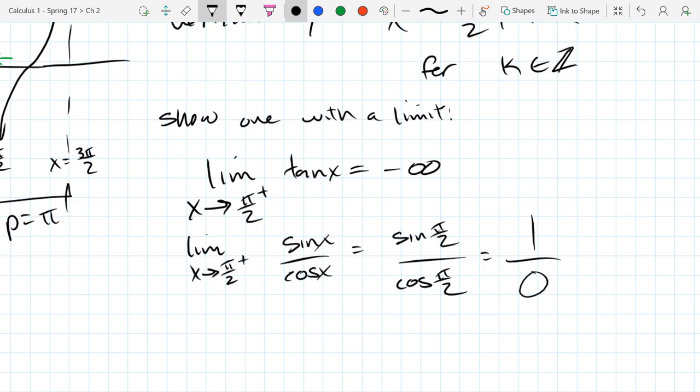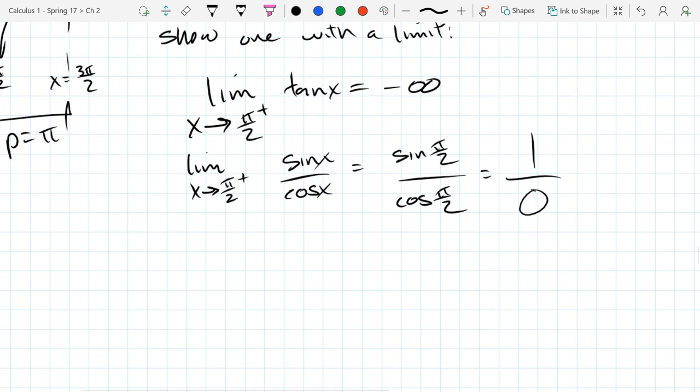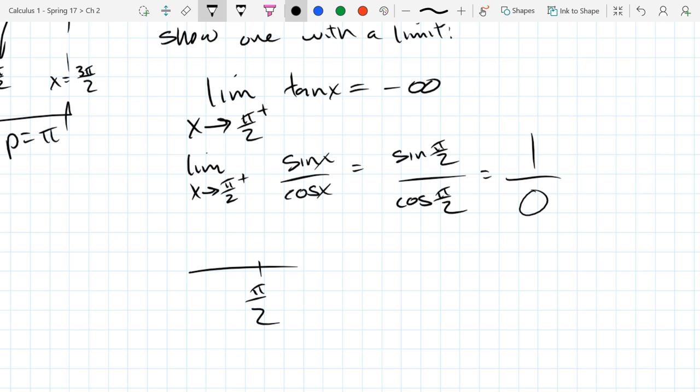0. Now the same problem we had before: is this a positive 0 or a negative 0? And we have to decide what's happening. It's harder to figure that out with the trig function than it is with a polynomial. But if you think about pi over 2, what does cosine look like around pi over 2? Cosine looks like this, right here. Here's cosine of pi over 2. So it's 0 on the positive side. Uh-oh. There's 0, so we got positive infinity.